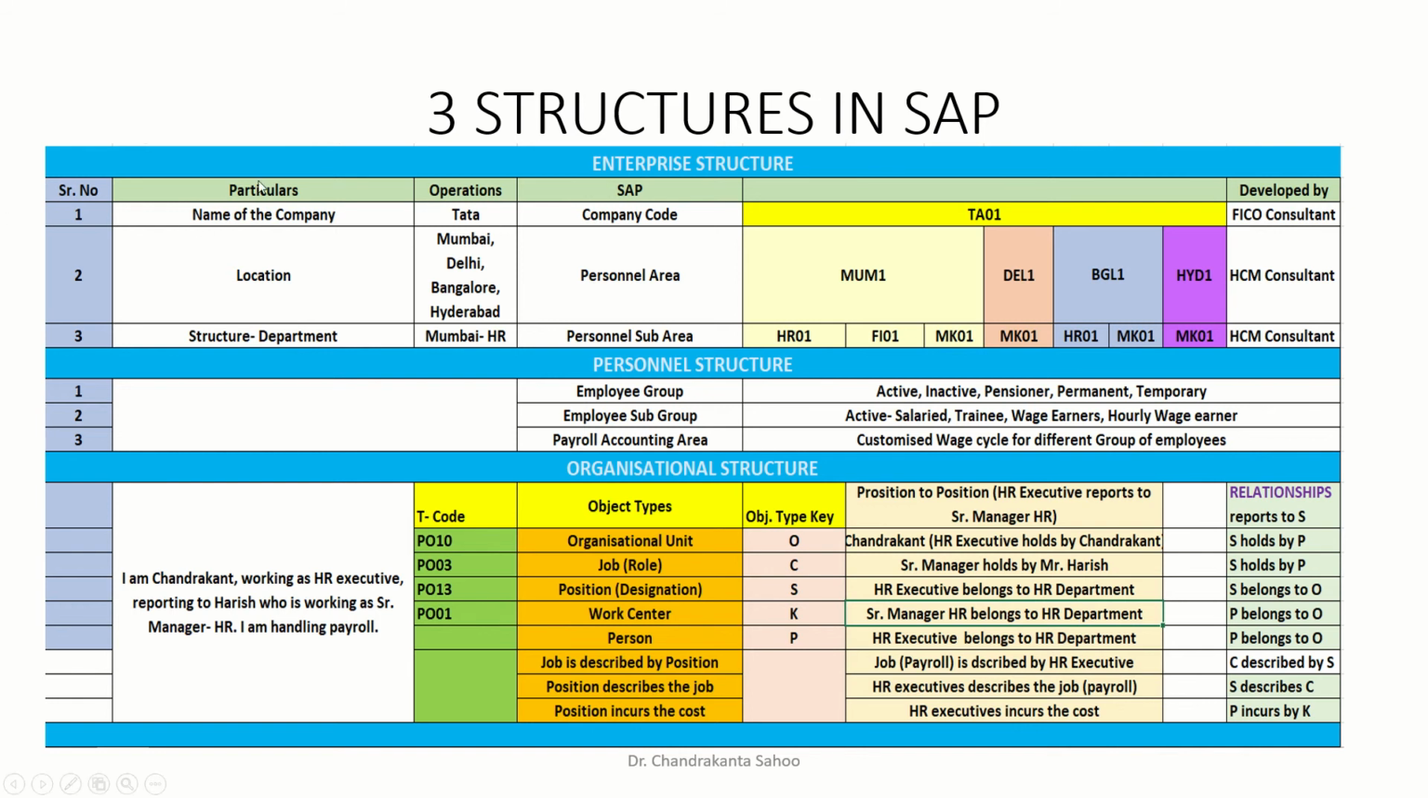So the name of the company is Tata. In SAP language it is called a code, and the code is TA01. It can also be TA02 or 08 and so on. This code is created by the consultant himself.